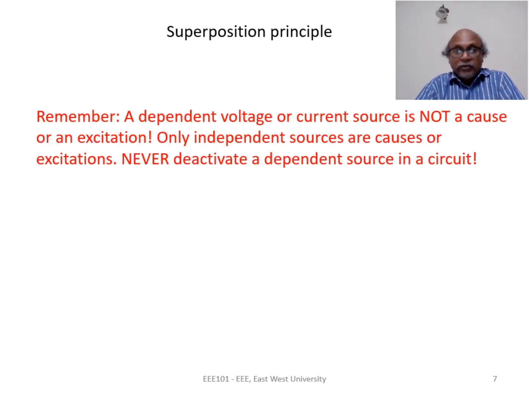In this context, we need to remember a very important point. A dependent voltage source or a dependent current source is not a cause or an excitation, because a dependent source cannot supply any voltage or current unless it is activated by another circuit variable. Only independent sources are causes or excitations. We deactivate only cause or excitation in an electrical circuit. So we only deactivate independent sources. We never deactivate a dependent source in a circuit.